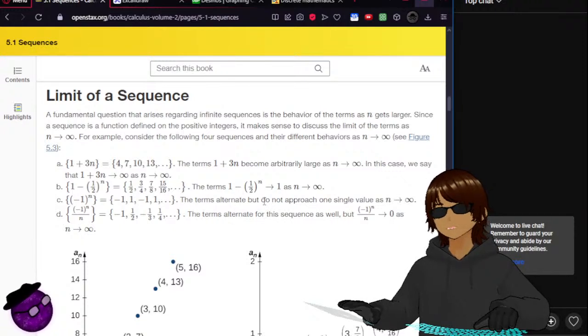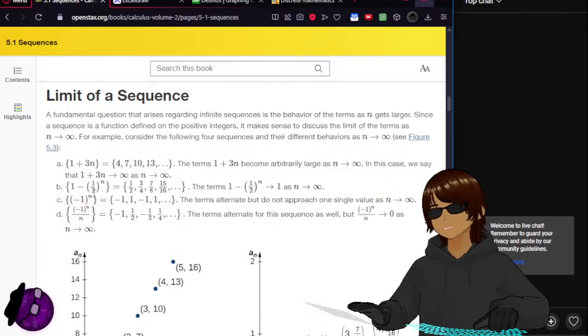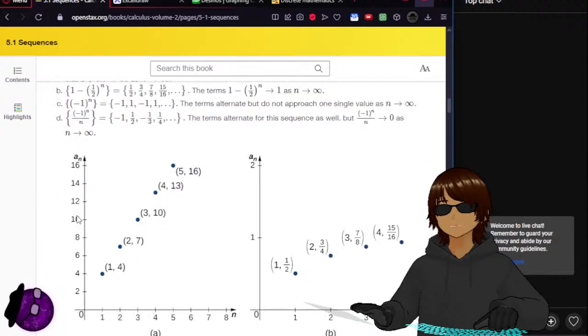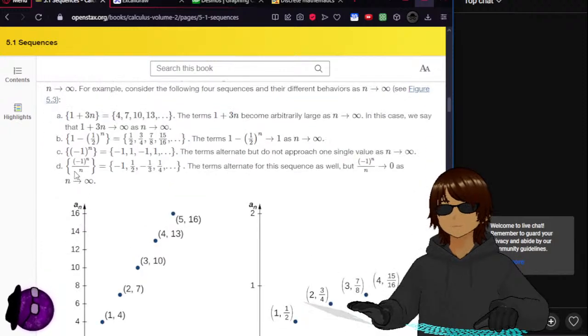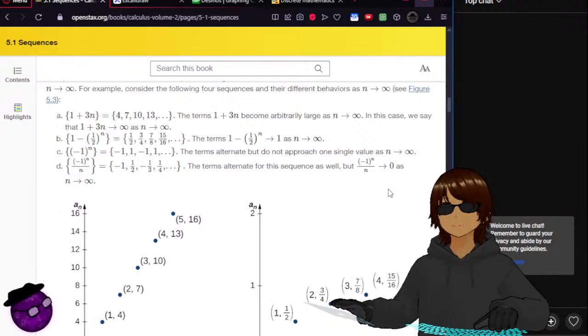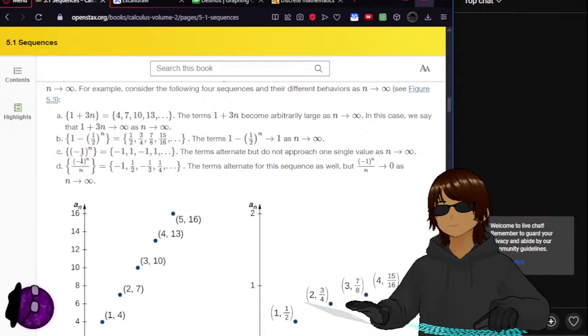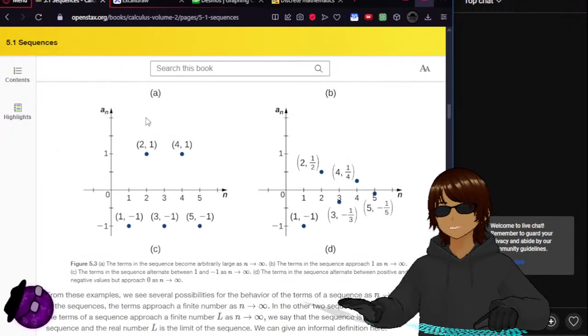Terms alternate but do not approach one single value: minus 1, 1, minus 1, 1, and so on. Minus 1 to the power of n. Minus 1 half, minus 1 over 3, 1 over 4. Terms alternate for this sequence as well, but as n goes to infinity, minus 1 to the power of n over n goes to 0. Yeah, they will alternate, but they will converge to 0.